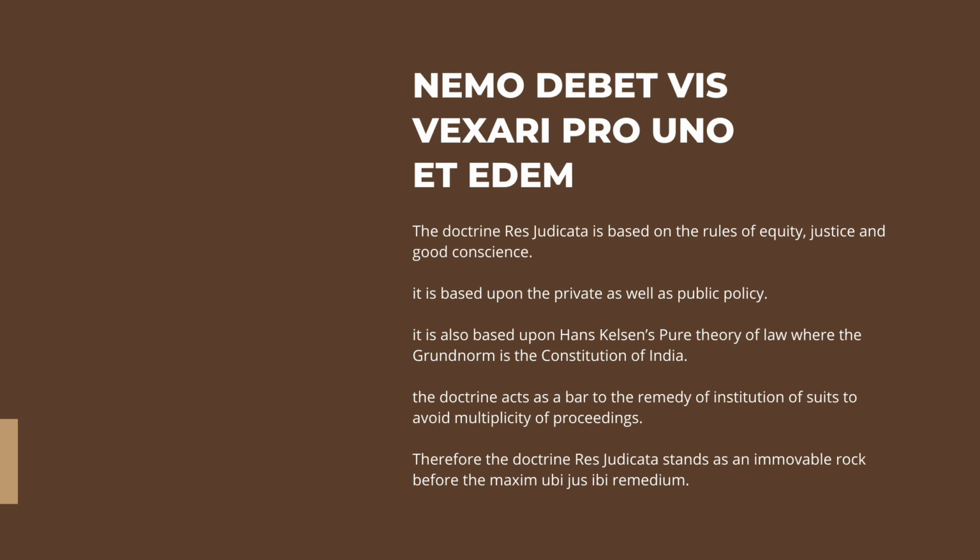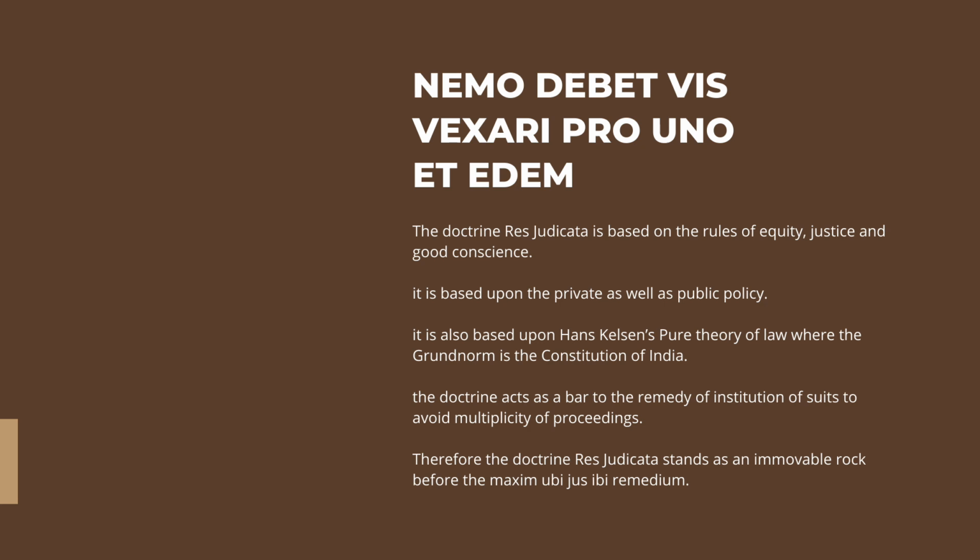Now let's find out the relationship between res judicata and ubi jus ibi remedium. Before knowing the relationship between res judicata and ubi jus ibi remedium, let us learn about the maxim nemo debet bis vexari pro una et eadem causa. Now this maxim means that no person shall be vexed twice for the same offense or act. It finds its place within the concept of double jeopardy under Article 20 Clause 2 of the Constitution of India.